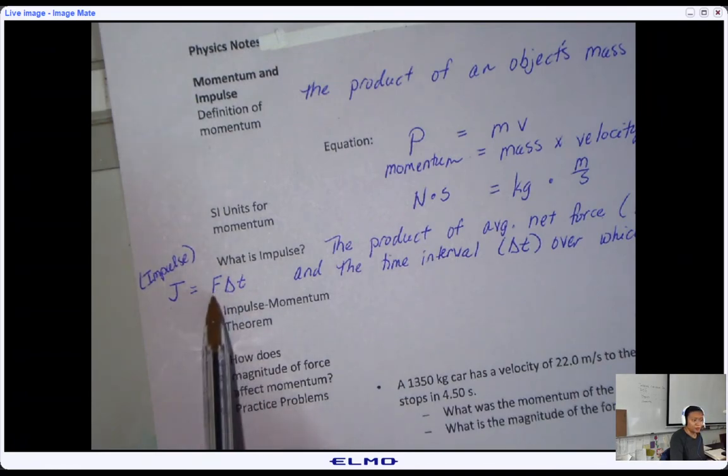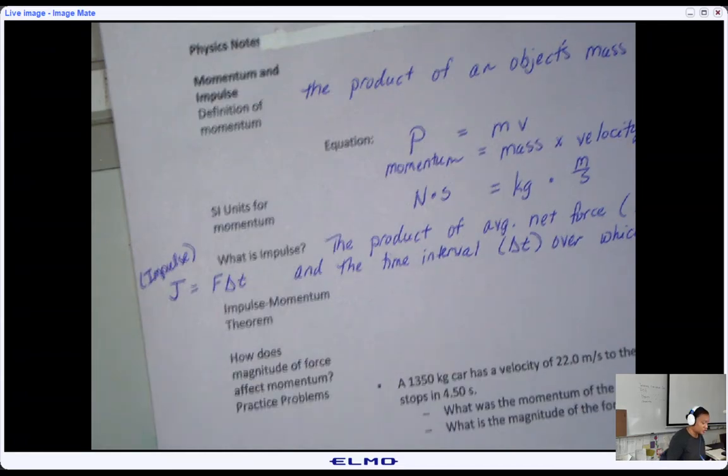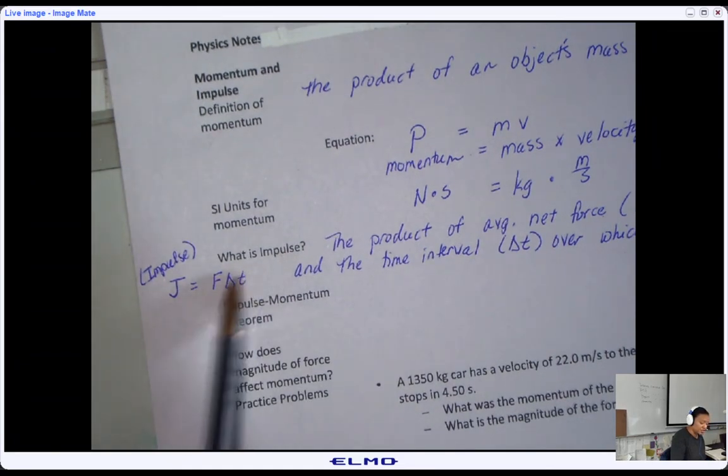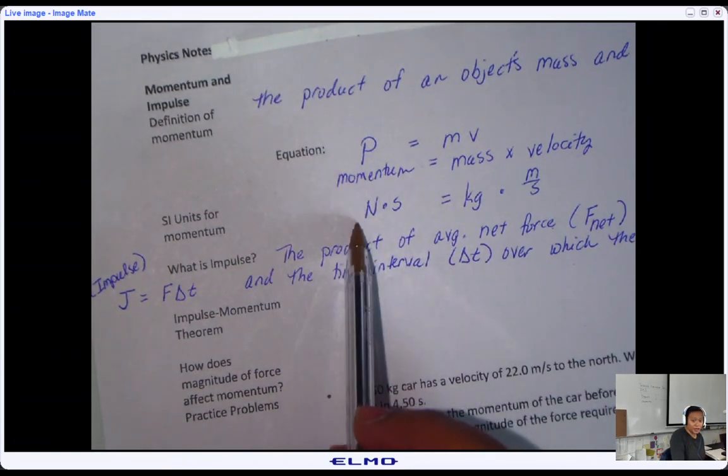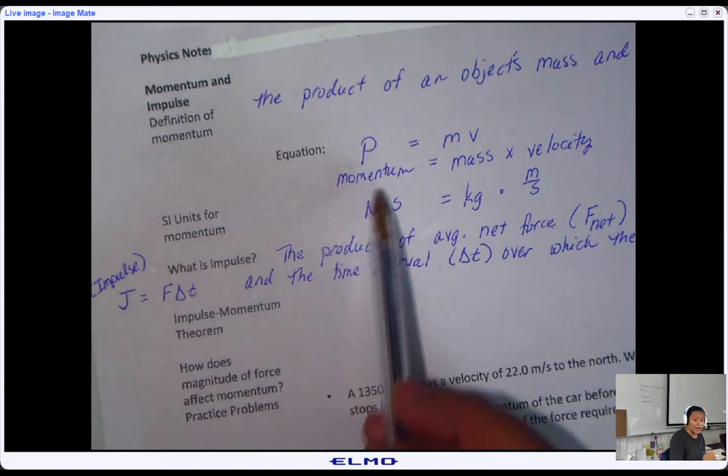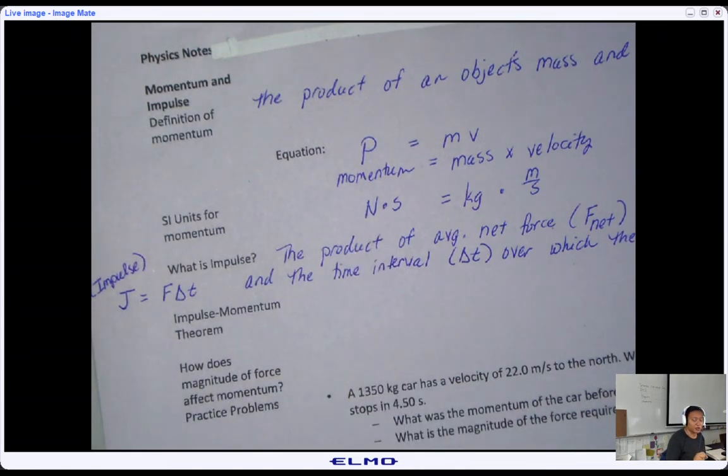Again, look at the units. So what are the units of force? What is the unit of measurement for force? All right, so as far as the units of measurement for force, it is newtons, and then your change in time, your delta t, what would that be? Seconds, thank you. So that means you have Newton seconds, which are the same units that we just used for momentum. So impulse and momentum use the same units of measurement.